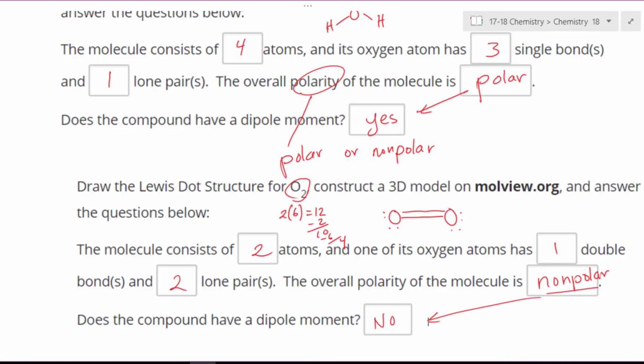And in later lessons, we are going to look at how polarity of the molecules can be used to determine how it's going to interact with another substance.